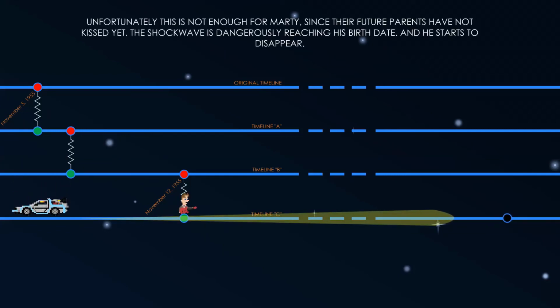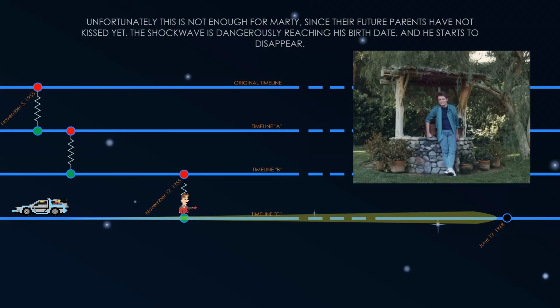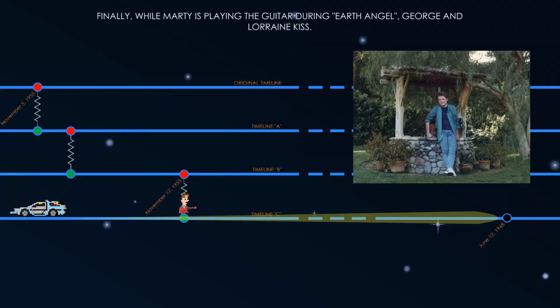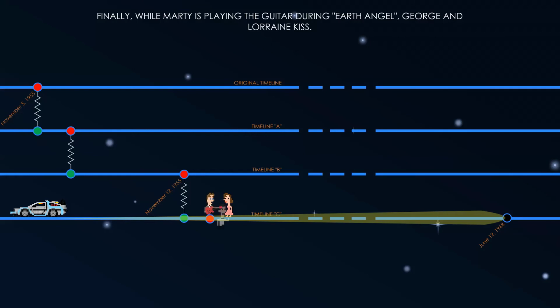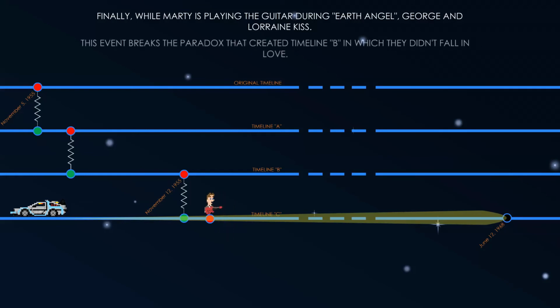Unfortunately, this is not enough for Marty, since his future parents have not kissed yet. The shockwave is dangerously reaching his birth date, and he starts to disappear. Finally, while Marty is playing the guitar during Earth Angel, George and Lorraine kiss. This event breaks the paradox that created timeline B, in which they didn't fall in love.